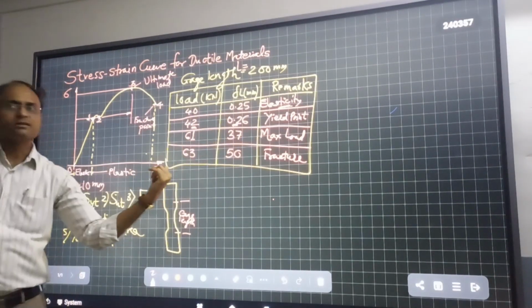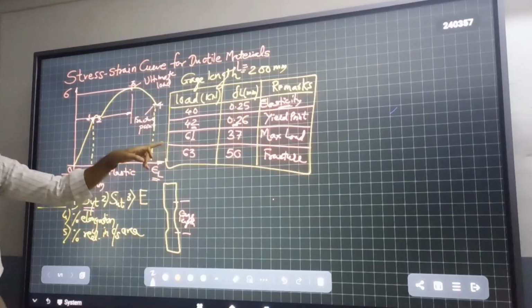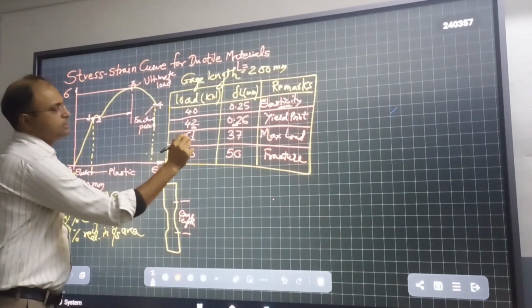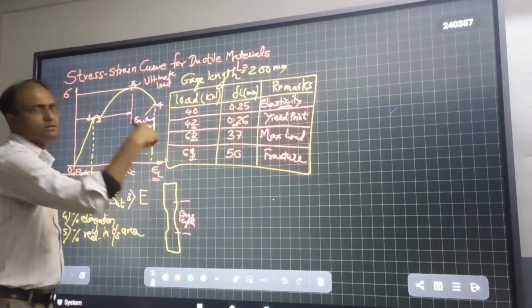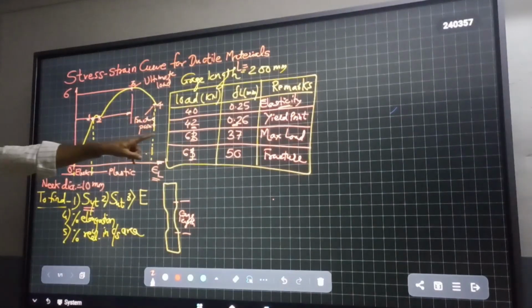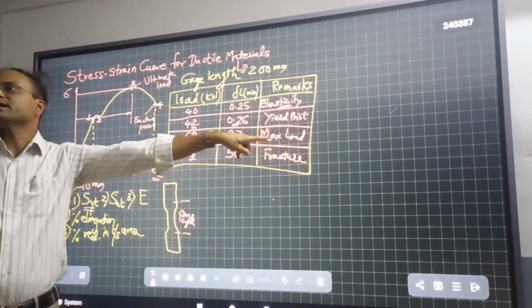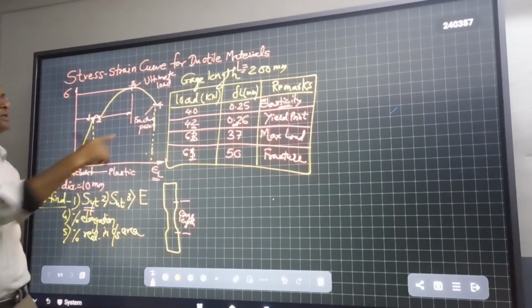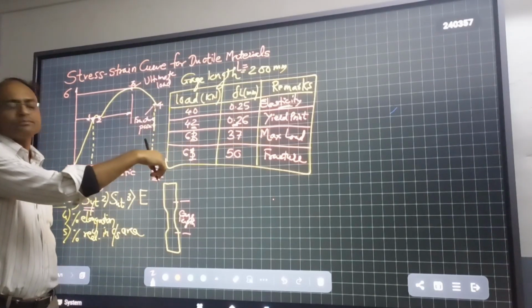Next, 61. Now you can see, here please make one correction. Make this 63 and this 61, because that is the maximum load. What is given here? Maximum load. Maximum load cannot be lower than the other value. So 63 and 61.